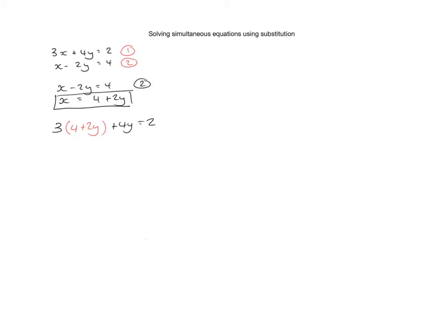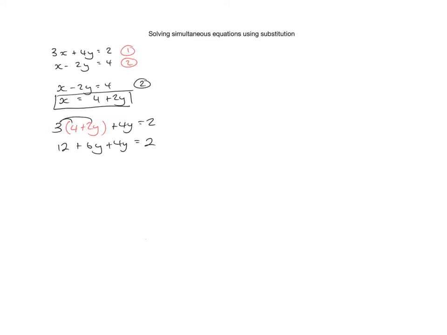Now you can see that I only have one variable in this equation, and if I only have one variable in an equation, then I can solve it. So we just use our normal math laws to solve this equation. I have a bracket, so I'm going to multiply it out, multiplying that and that. So I have 12 plus 3 times 2y is 6y, plus 4y is equal to 2.